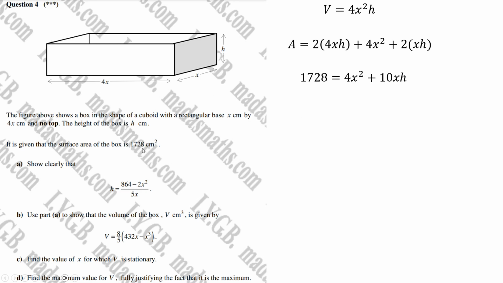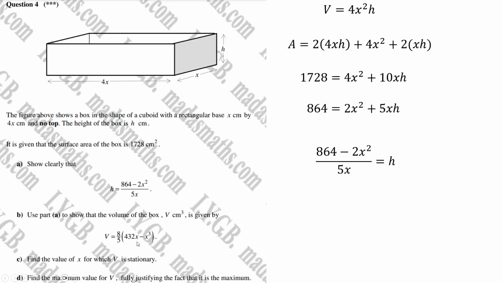Simplify, make it equal to 1728 because that's the surface area that the question gives us. You can divide by 2 on both sides to get this, and then we want to just rearrange for h, so take away 2x squared, divide by 5 over x. You'll get that like the question wants. That's fine.